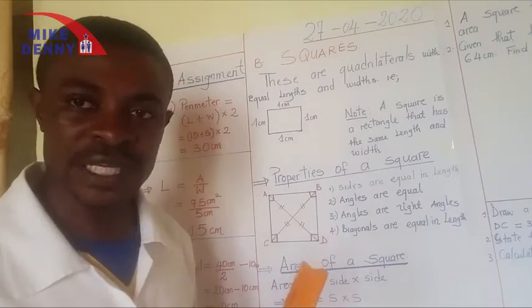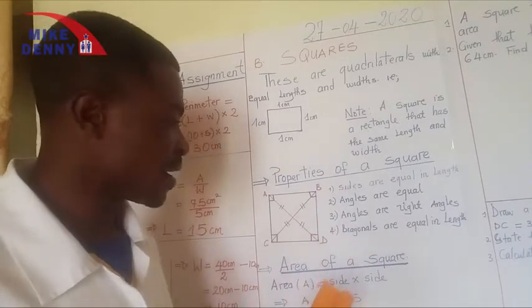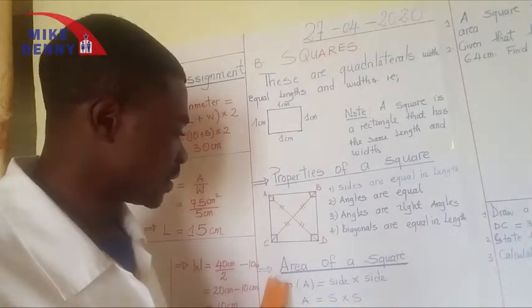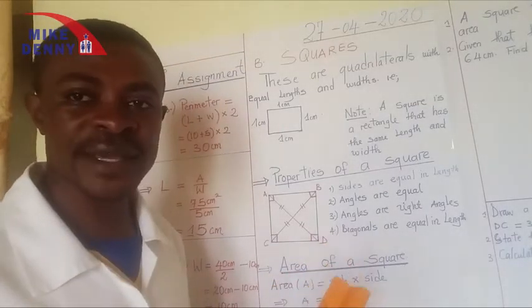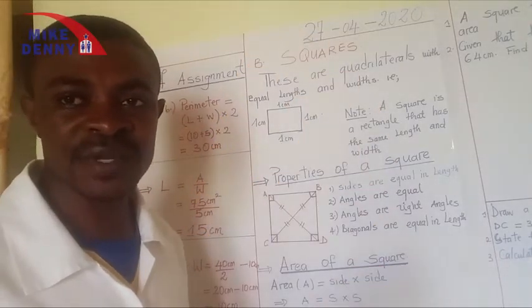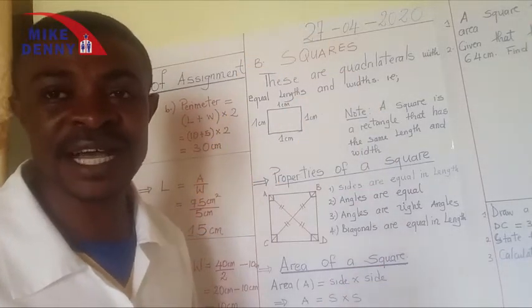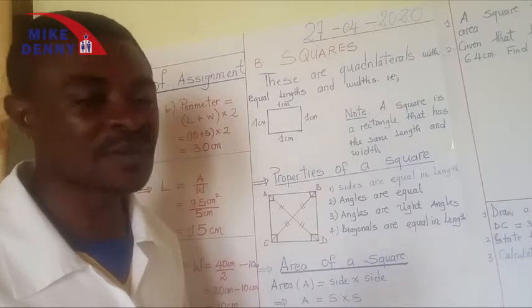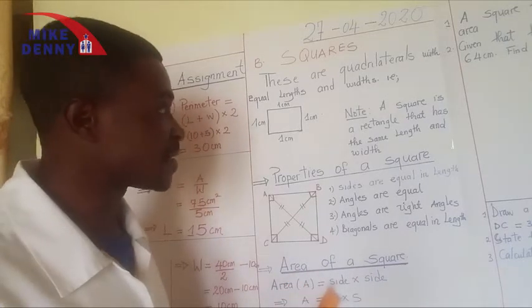That notwithstanding, we shall now move to the area of a square. The area of a square is always given by side times side. Since the square has equal sides, we'll not talk about length and width again. We'll talk about the sides. Since the sides are of equal length, we'll call them the side. So the area is given by side times side.